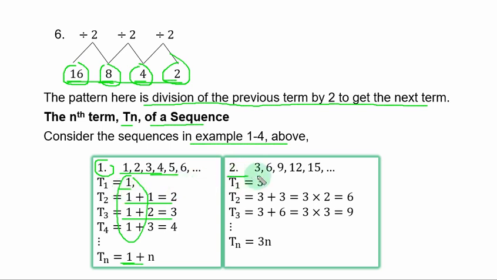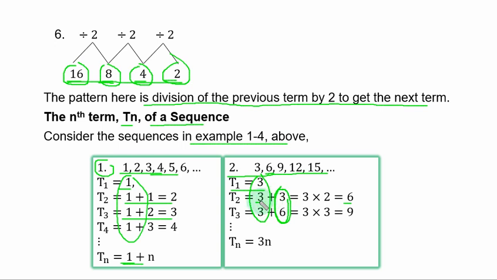You have the second example. We want to get the nth term of this sequence. The first term is 3. Remember, you always think along the first term. To get the second term, you have to add 3 to the first term to get 6. To get the third term, 9, you have to add 6 to the first term to get 9. That means the first term is there all through. But observe 3 and 6. We cannot get a pattern from here.